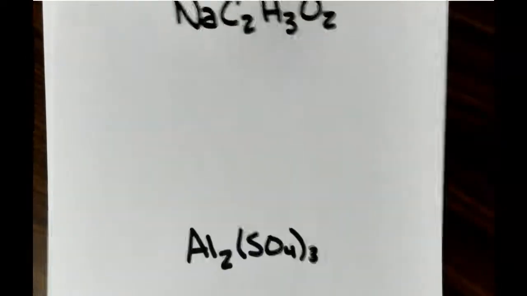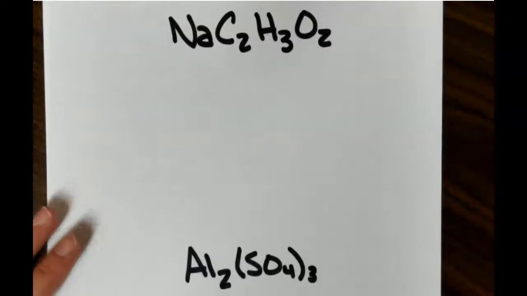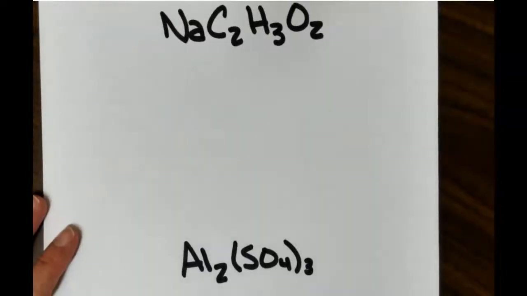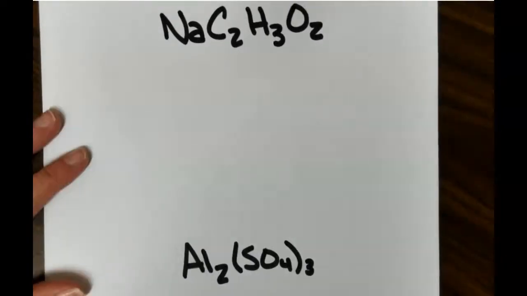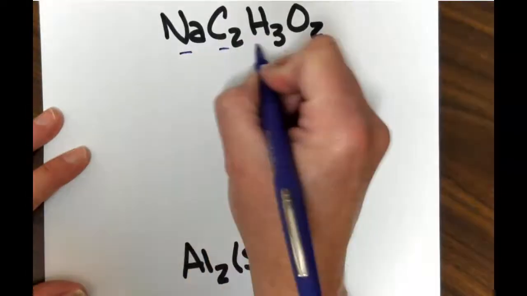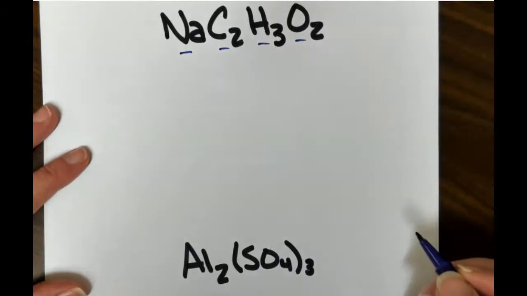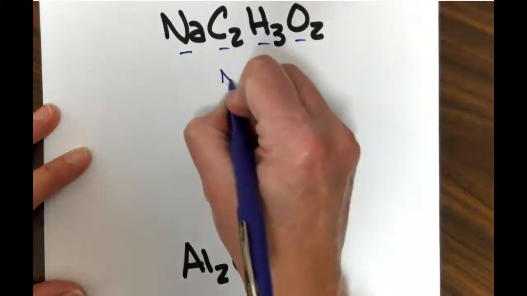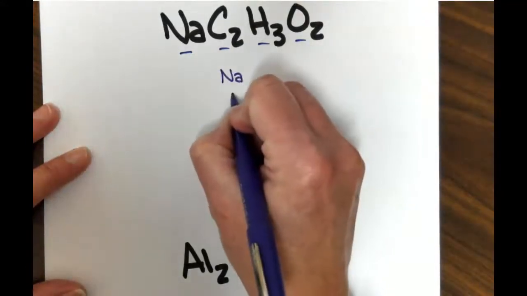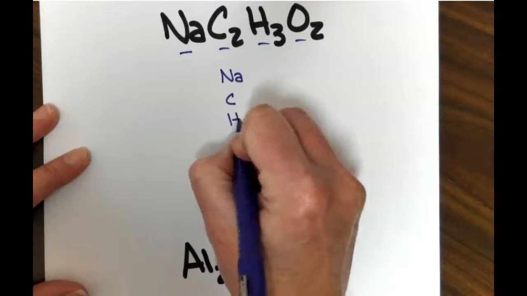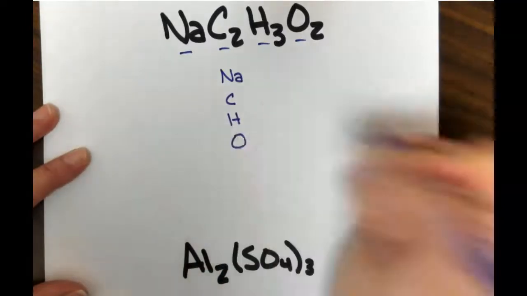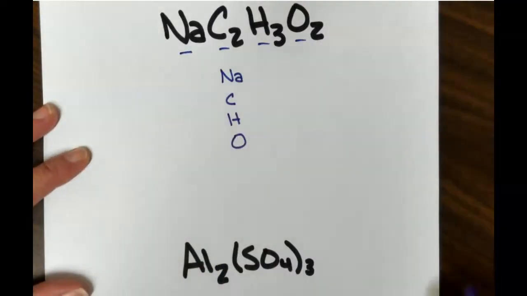So our first practice is NaC2H3O2. We're going to go through the exact same steps, identify our elements based on the capital letters. Now, it's not necessary to write the element name like I did on the practice. What we can do is list the symbols. If it becomes a problem for you, then you need to go back and write the element names just to be correct. So I have sodium, carbon, hydrogen, and oxygen.